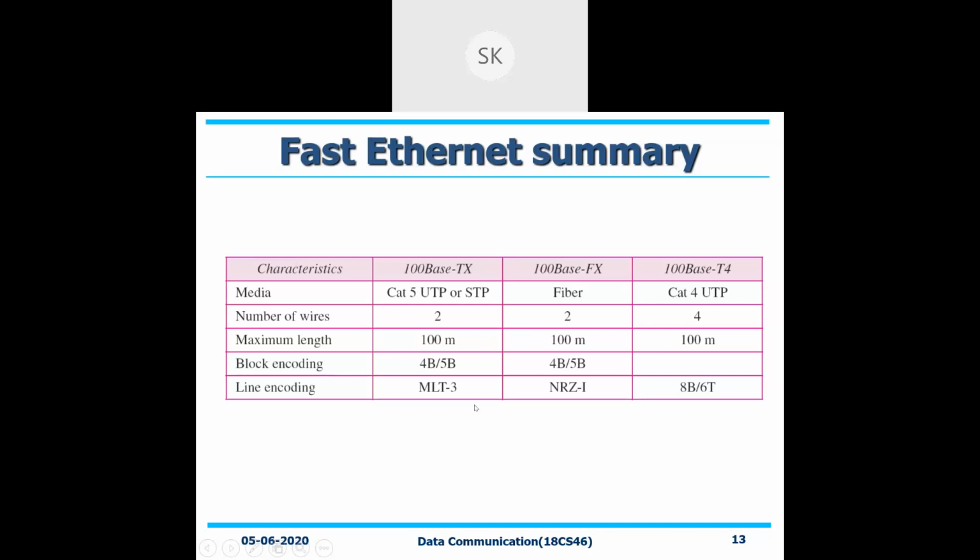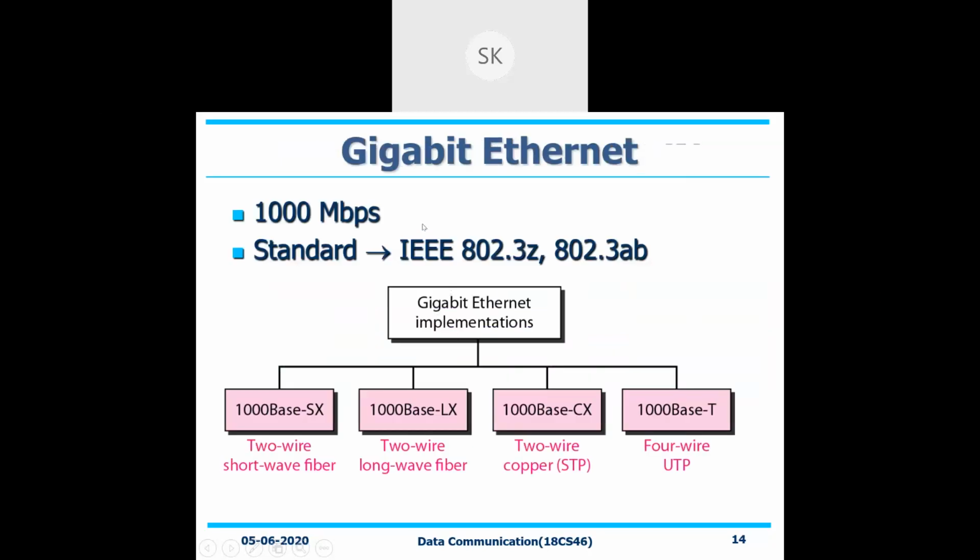Understood? So that's all with respect to your fast Ethernet. Next, we'll go with the gigabit Ethernet. That is 10 times more than whatever the 100 Mbps that we got with respect to your fast Ethernet. So 10 times more means nothing but your 1000 Mbps of data. That is 1 gigabit. So 1000 Mbps of data you are transmitting.